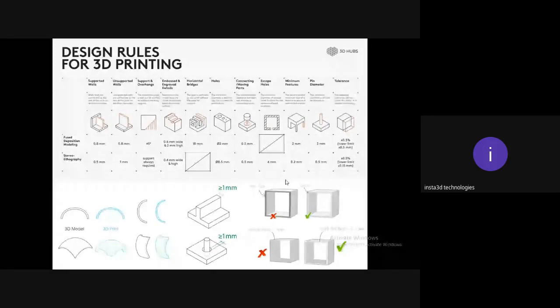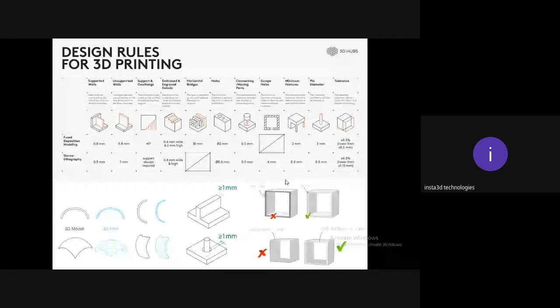The first one is the supported wall. For FDM, the wall should be of minimum 0.8 mm thickness. For stereolithography, SLA or DLP, the wall thickness should be a minimum of 0.5 mm. There is one more constraint. Why is it called a supported wall? Because the wall should be held by two other walls.